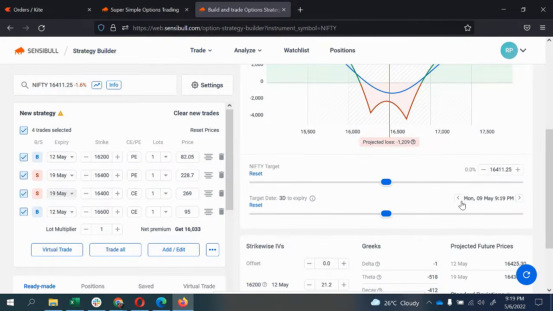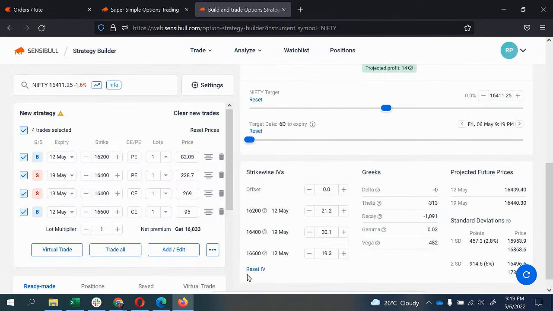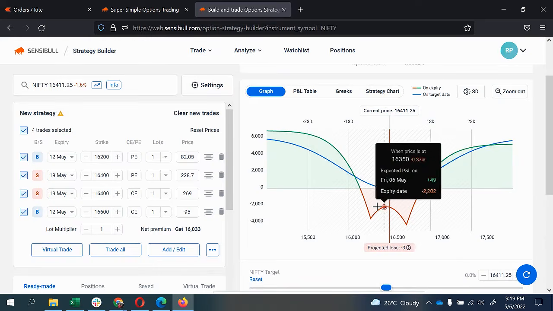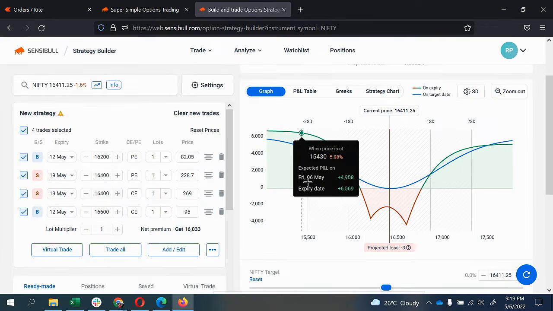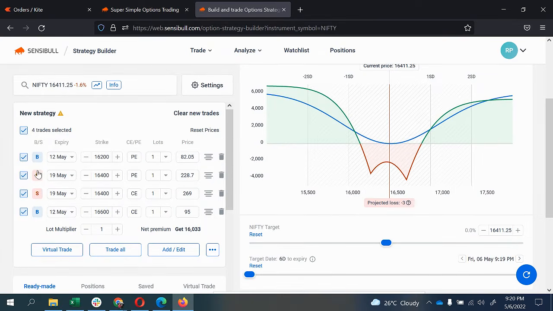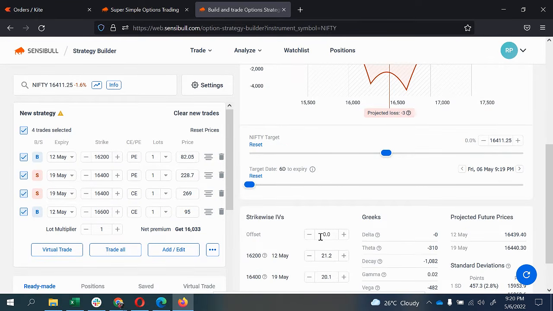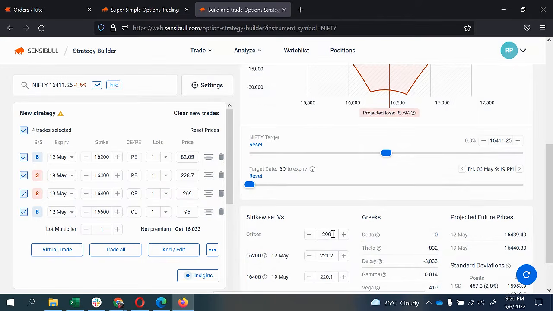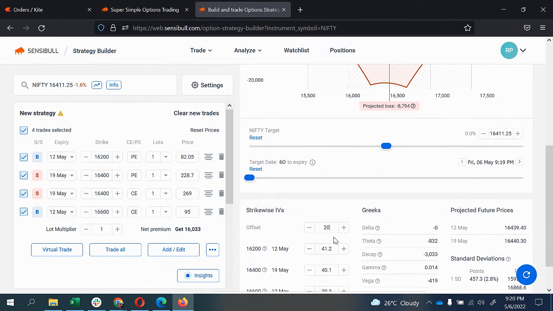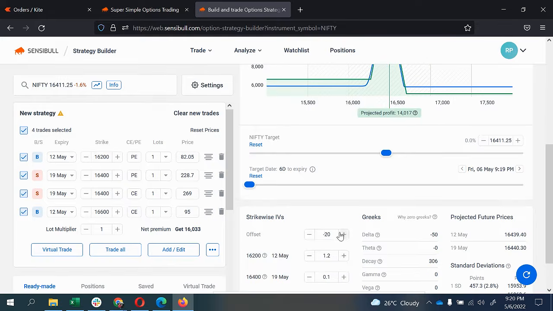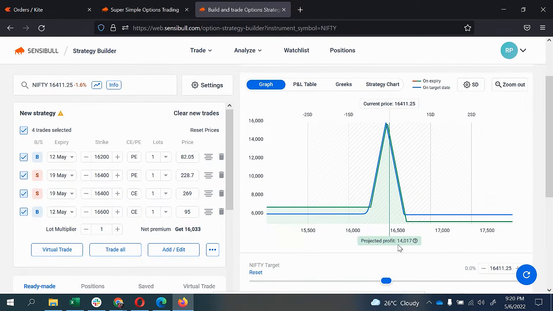I'll get this to Friday and reset the IV. This is my original position. My expectation is that VIX will fall, and a falling VIX will now support this seller. I will get the market to minus 20%. See the beauty, minus 20%. Right away you are into 14,000 profit, because these premiums will decay very fast when compared to this buying edge.